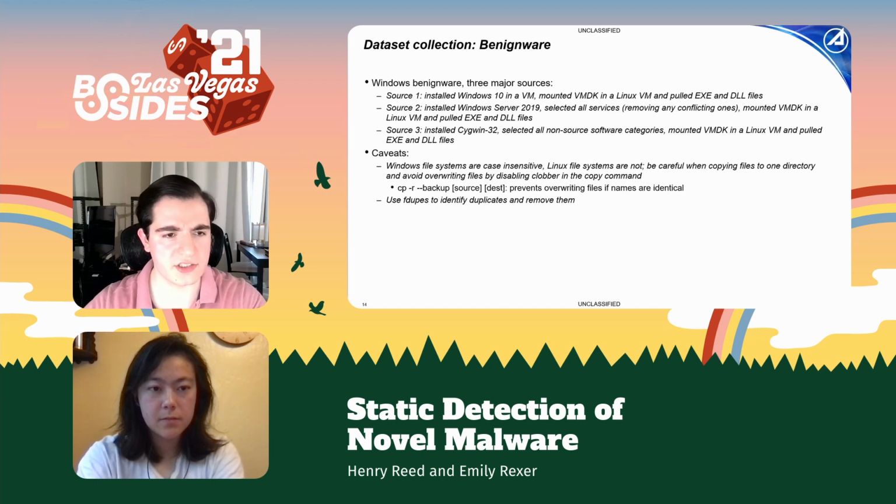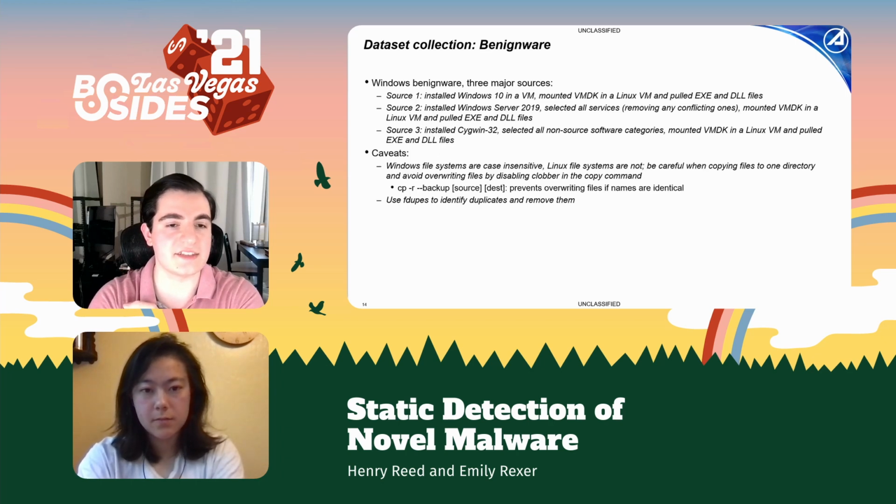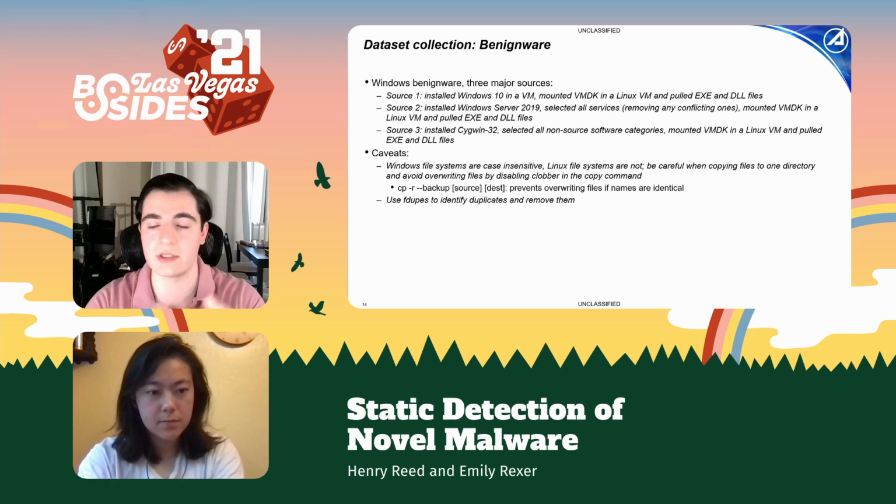There are 2 small caveats with this process. If you're mixing and matching file systems as you're copying files, do understand that Windows is case insensitive, while Linux usually is case sensitive. So be careful when copying files from one directory to another and avoid overwriting files. Disabling clobber will help you with that. Do use fdupes or equivalent to identify duplicates, because you will have a lot of duplicates between Windows 10 and Windows Server. So it's important to identify those and remove them and not have them in your training dataset.